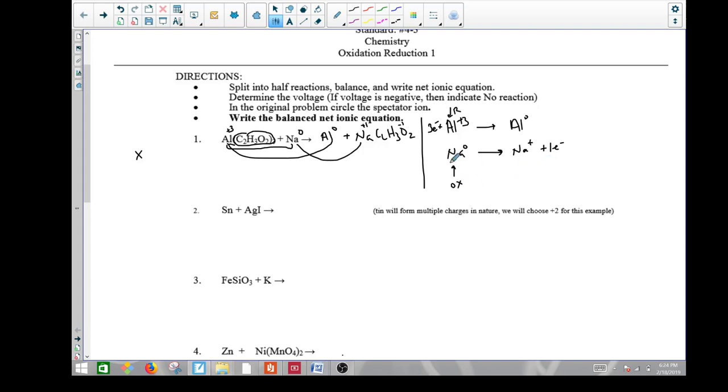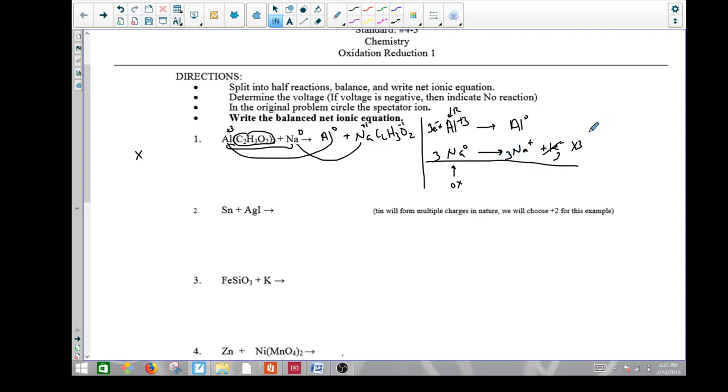Alright, next thing we do is we look up our voltages. Actually, let's balance it first. Because this guy has to gain 3 electrons, the only way it gets it from is from the sodium. Sodium can only give away 1 electron. So this thing has to happen 3 times in order to get enough electrons to feed the aluminum. So this guy is going to be times 3, giving me 3, 3, and 3.